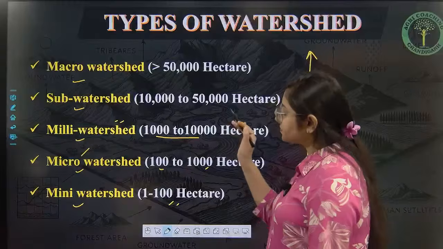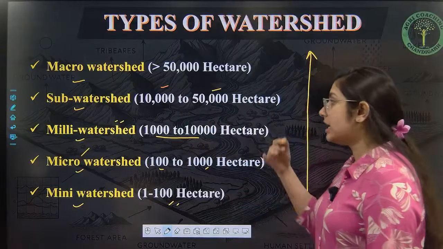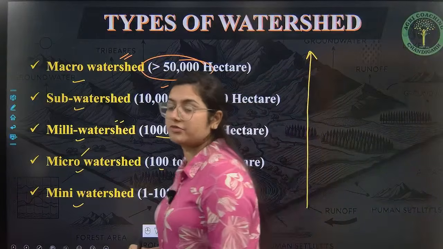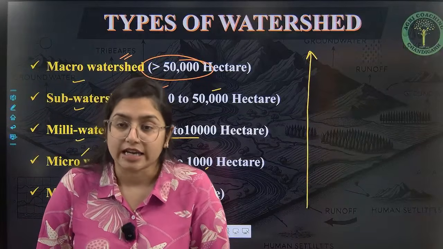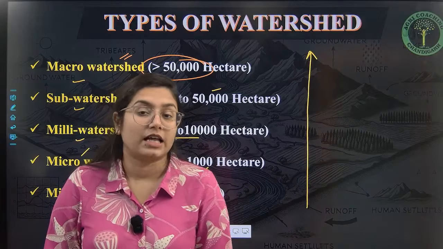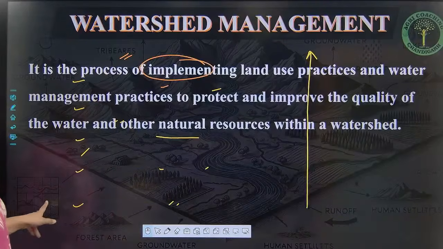Sub watershed, here the size will be 10,000 to 50,000 hectares. And then the macro watershed, here the size is more than 50,000 hectares. So these are the different types of watershed according to their sizes, and this part is very important. You have to learn this very decently.